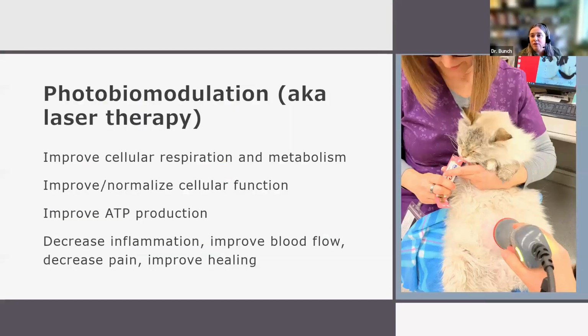All right, so what else do we have? We've talked about PEMF. We also have photobiomodulation, so laser therapy, right? This works through improving cellular respiration and metabolism, improving and normalizing cellular function, improving ATP production, decreasing inflammation, improving blood flow, decreasing pain, and improving healing, partially also through induction of an increase in nitric oxide, but through a different mechanism than PEMF, right? This is photons, this is light, and it's a completely different mechanism than what we're seeing with our magnetic field therapy. But we are seeing some things that are similar when we're utilizing this therapy as well.